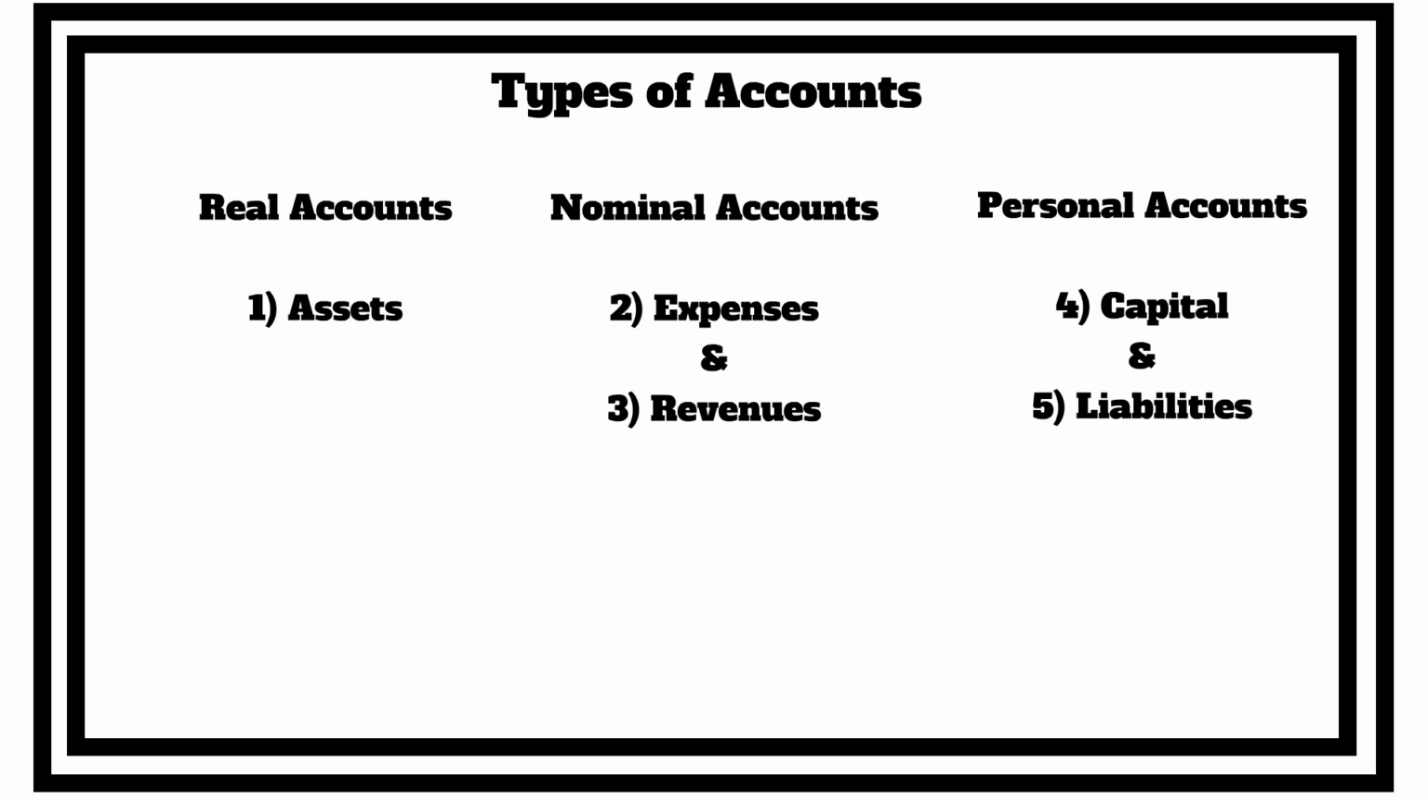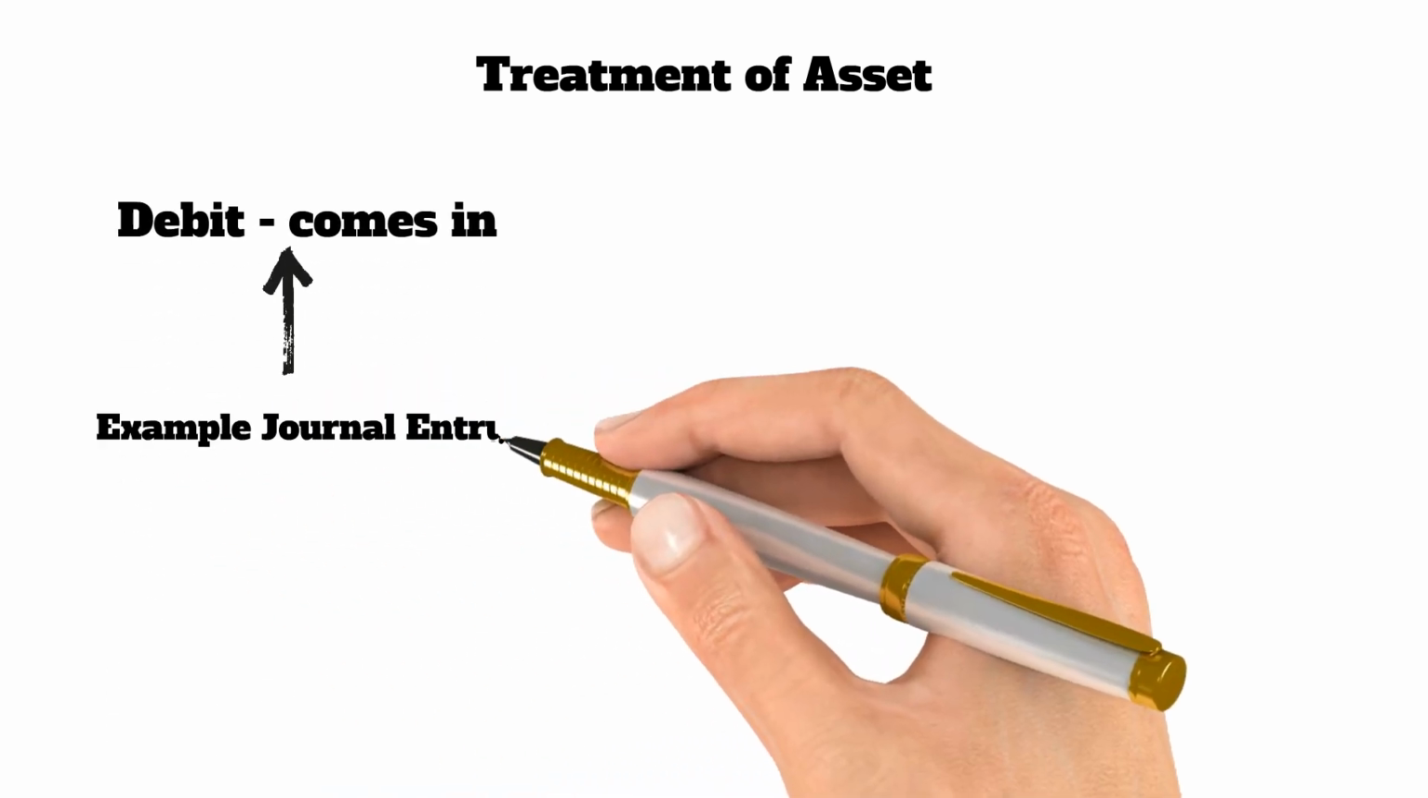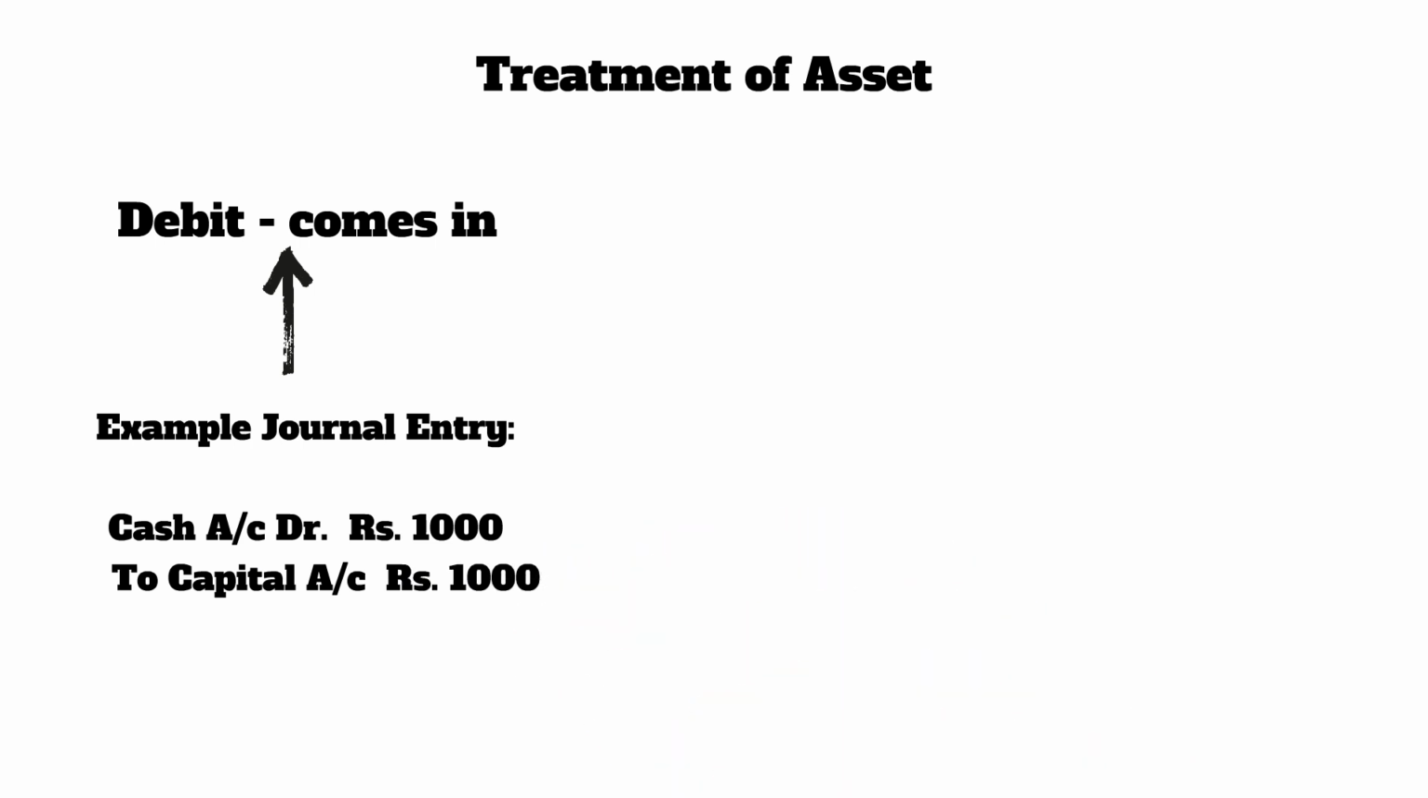So now let us understand how you treat an asset. Generally, when you're trying to treat an asset, you debit what comes in. An example journal entry given here is cash account, which is being debited because cash by nature is an asset to the business, and capital account, which is being credited. But what you need to pay attention to in this particular example is you always debit a real account, which means that either the value of the asset whose account is being debited has increased, or the business has acquired more of the same particular asset.